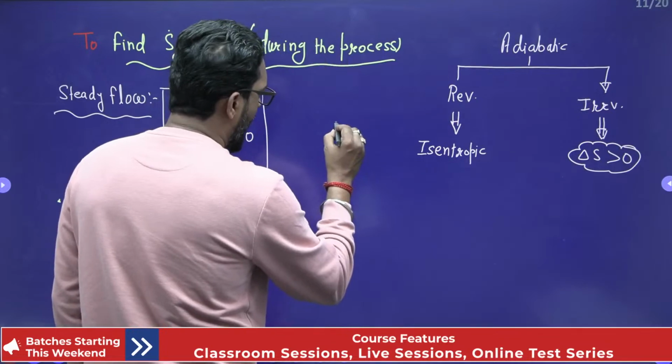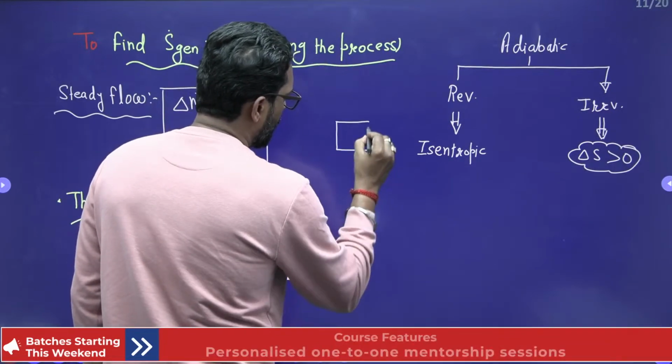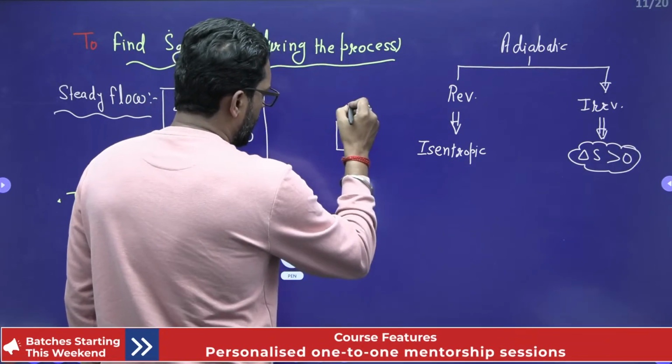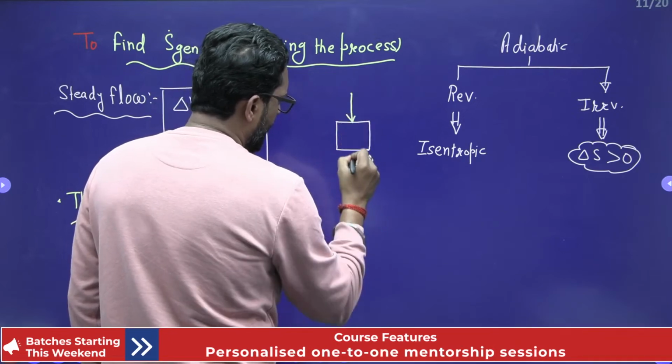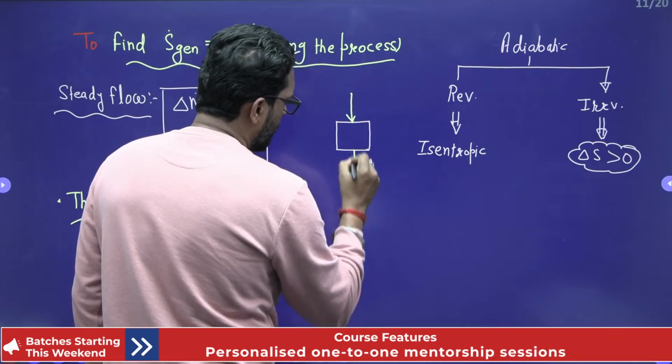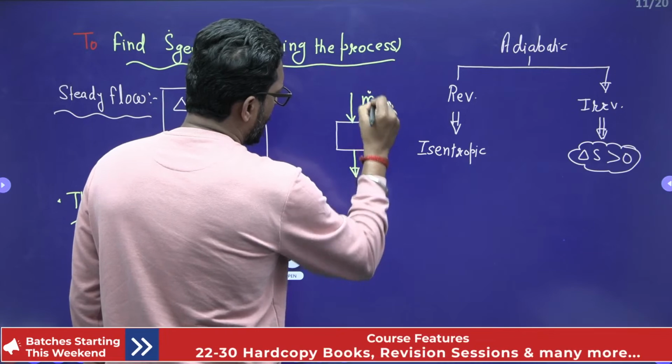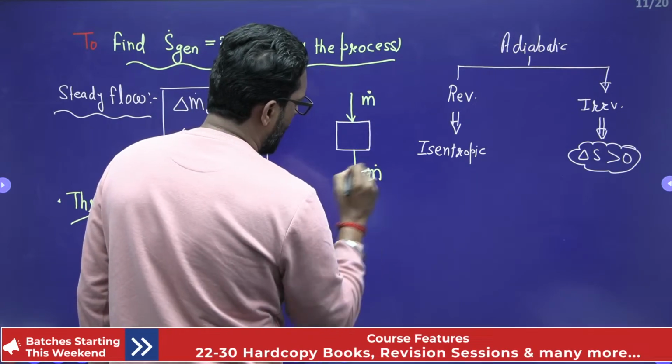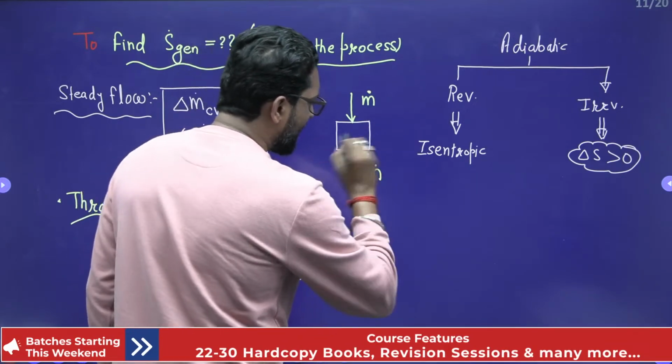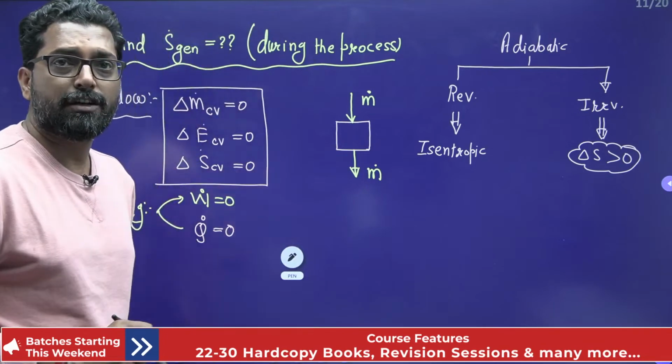That means this is your valve. This is your inlet here, and this will exit here. So there is a mass in, the mass flow rate is steady, so there is a mass flow rate out. But there is no energy transfer.